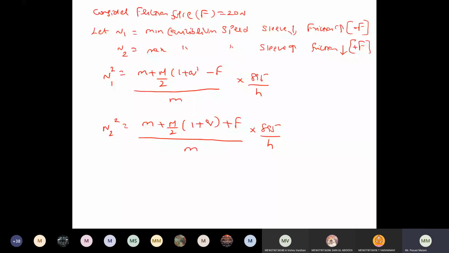Okay. Let me substitute here. So what is the mass of the ball, small m? Can anyone answer? 10, sir. Small m is 10 kg. Right. And capital M is 70. 60 or 70? 70. Okay.